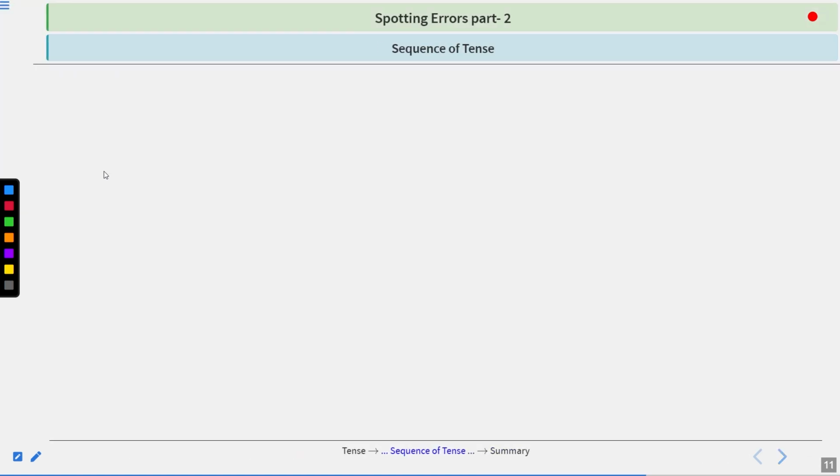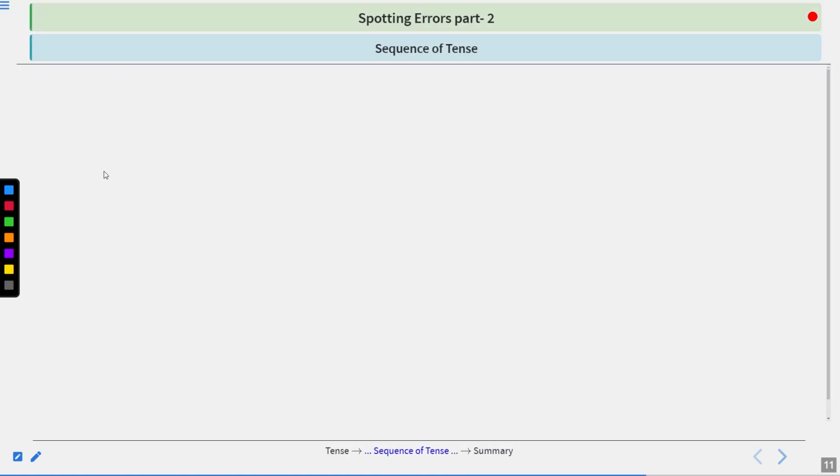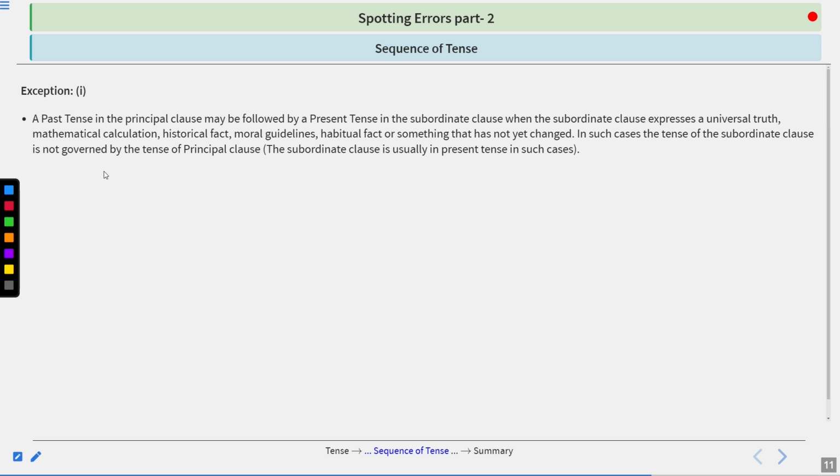Sequence of tense. A past tense in the principal clause may be followed by a present tense in the subordinate clause when the subordinate clause expresses a universal truth, mathematical calculation, historical fact, moral guidelines, habitual fact, or something that has not yet changed. In such cases, the tense of the subordinate clause is not governed by the tense of the principal clause. The subordinate clause is usually in present tense in such cases. So here we are talking about the cases where tense is not changed in the subordinate clause.